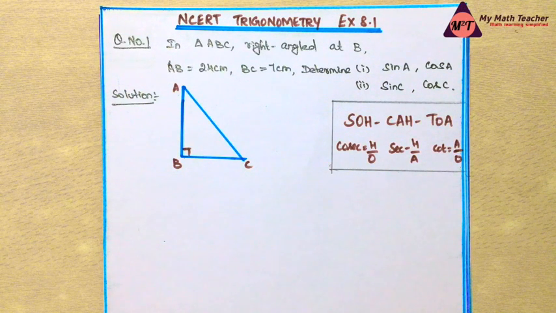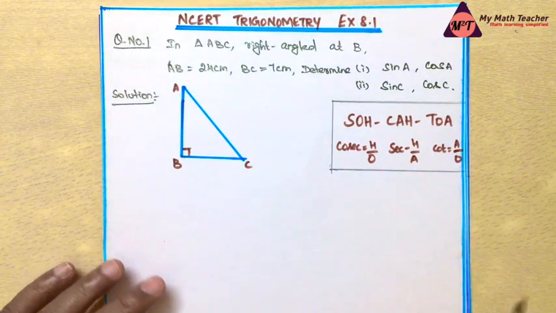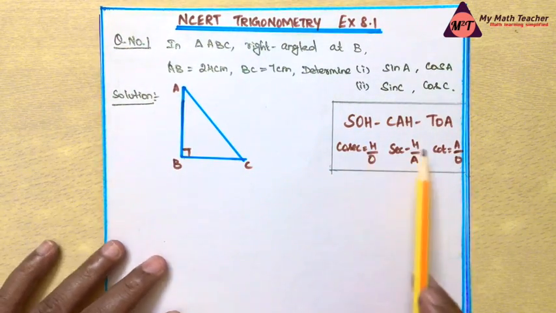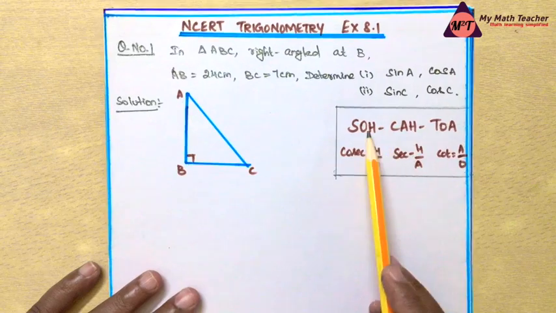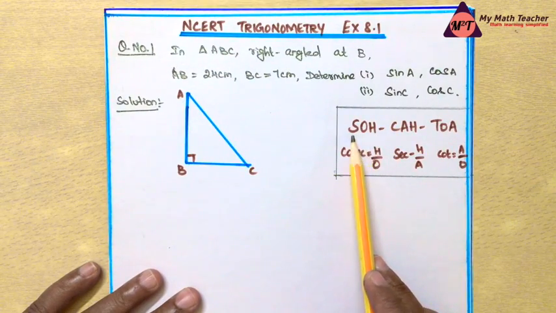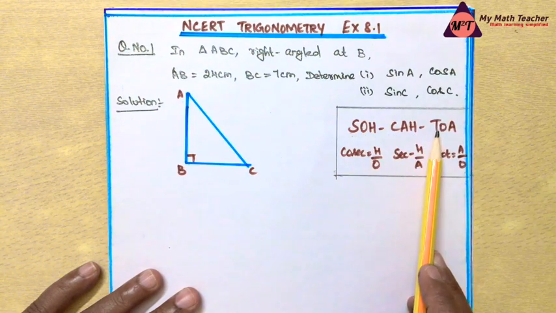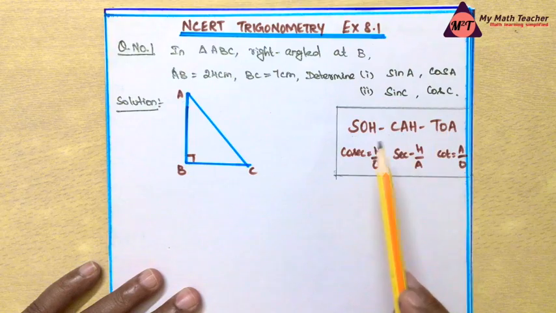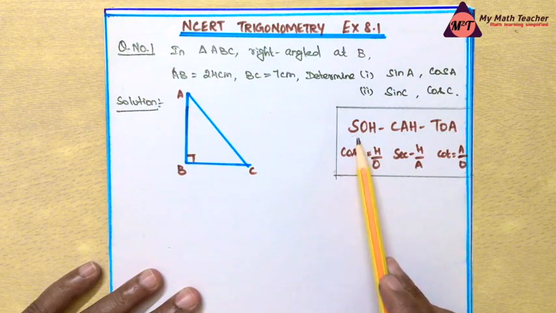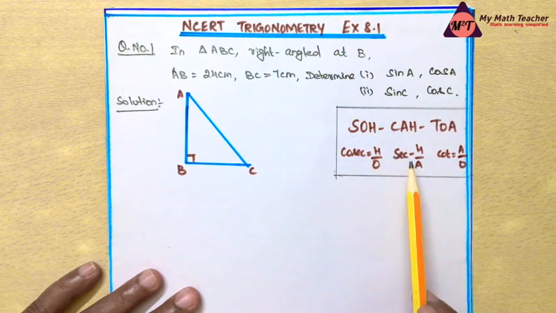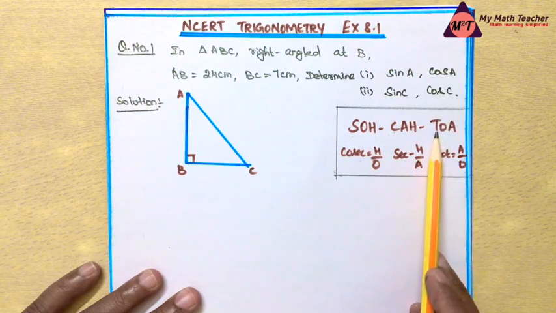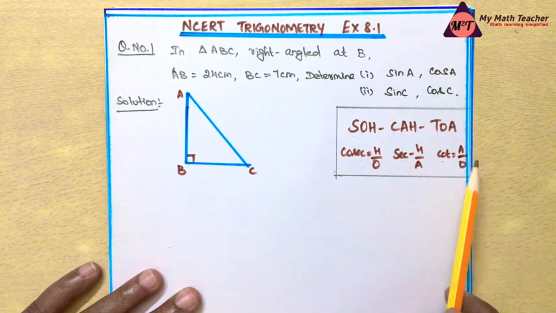The first step, always, when you start solving any trigonometry problem, is to write the basics. So, SOH CAH TOA. Sine is opposite by hypotenuse, cos is adjacent by hypotenuse, tan is opposite by adjacent. The reciprocal of sine is cosecant, the reciprocal of cos is secant, and the reciprocal of tan is cot.